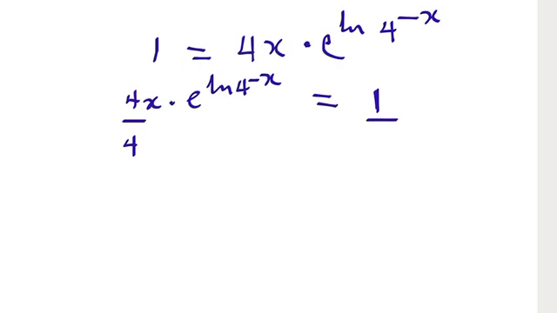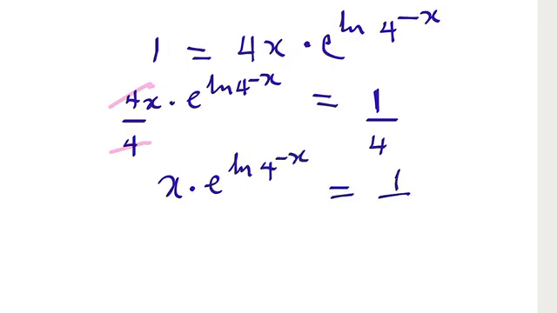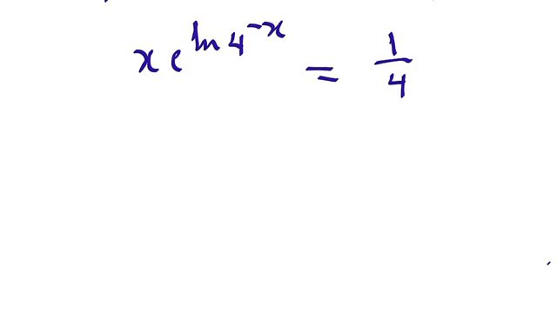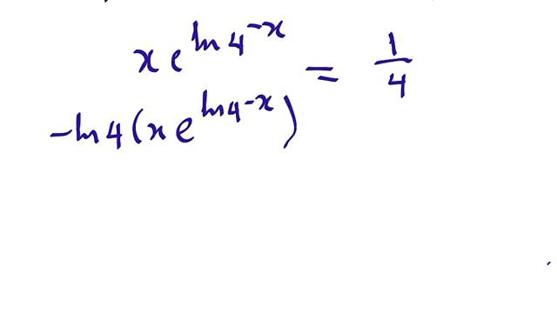All right, if I divide both sides by 4, we cancel this, and we're going to have x e^(ln 4 to the power of minus x) equals 1 over 4. So the next thing we're going to do is multiply both sides by minus ln of 4, so we have minus x ln of 4 e to the power of ln of 4 to the power of minus x, then equals minus ln of 4 over 4.